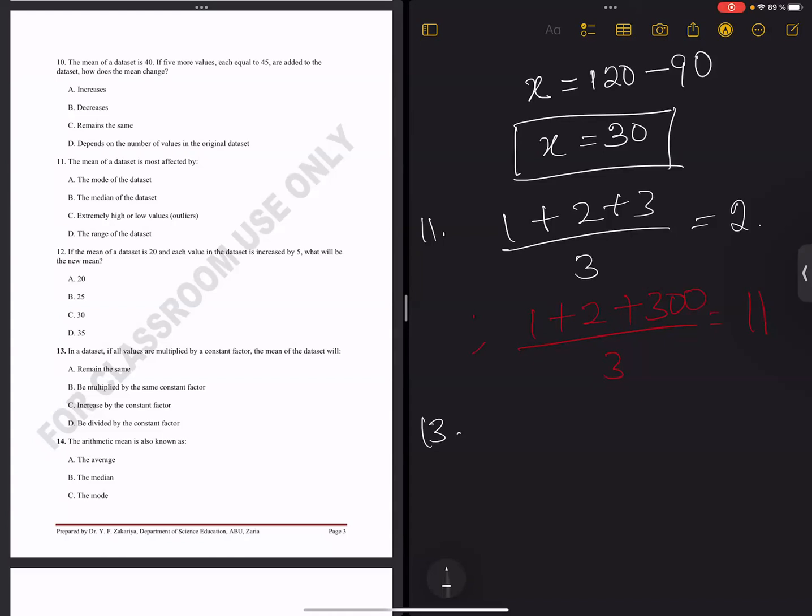What is the answer? B, be multiplied by the same constant factor. Any contrary opinion? A, sir. A, remain the same. Interesting. Any contrary opinion? C. Increase by the constant factor.